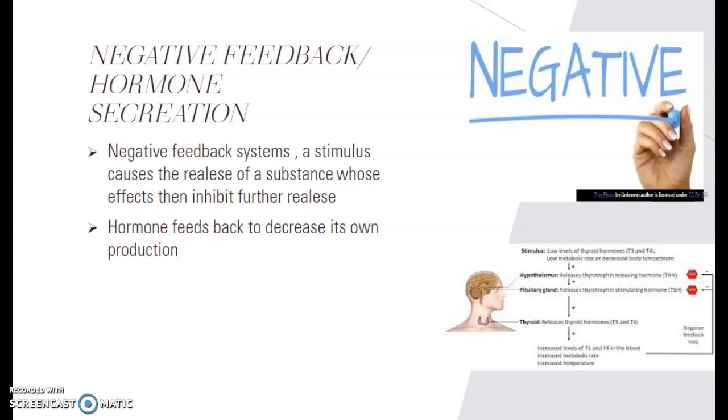In negative feedback systems, a stimulus causes the release of a substance whose effect then inhibits further release. Also, a hormone feeds back to decrease its own production.